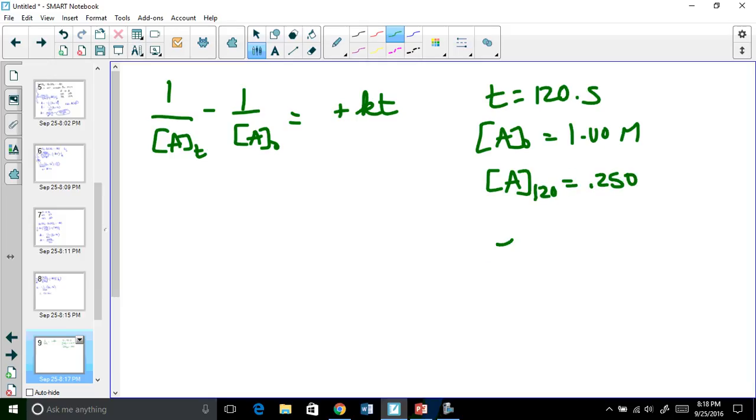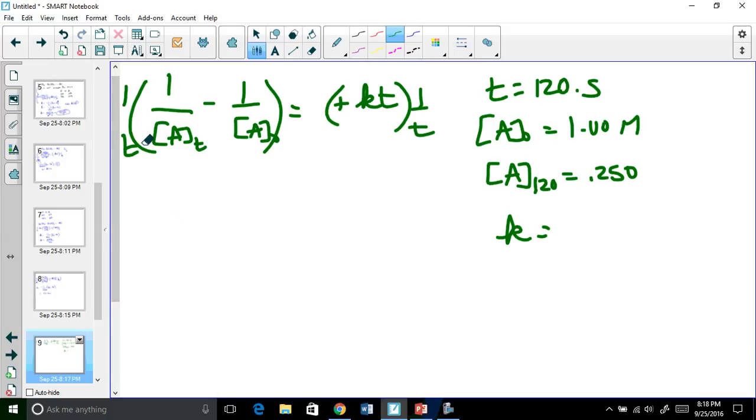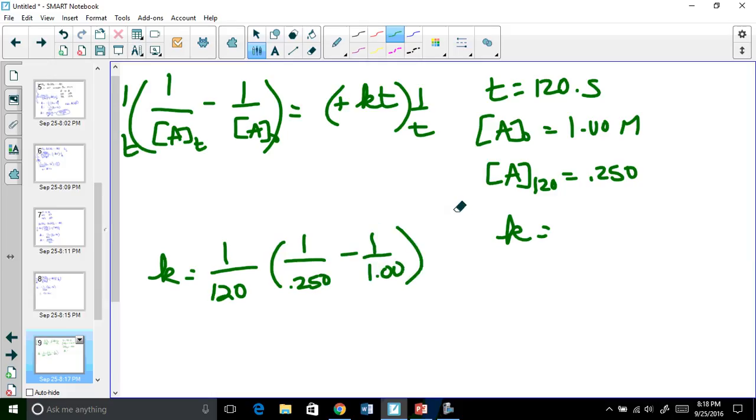So now we're going to solve for K first. And the way we do that is we multiply by the reciprocal of t. And just keep track, you've got to have those parentheses in there. And so K is equal to 1 over 120 times 1 over 0.250 minus 1 over 1. And I just pop that into the calculator.